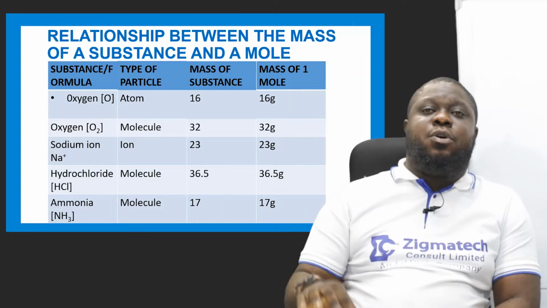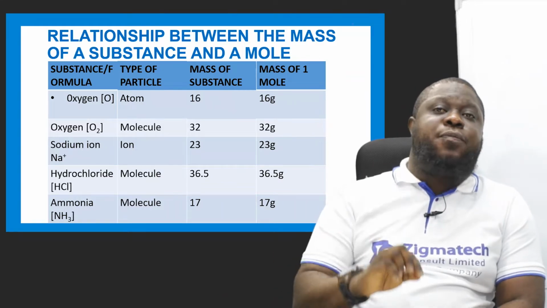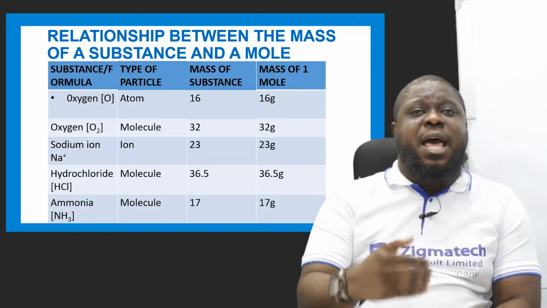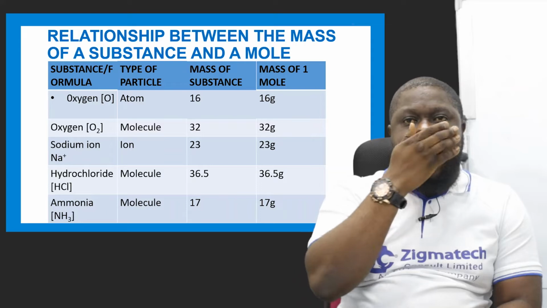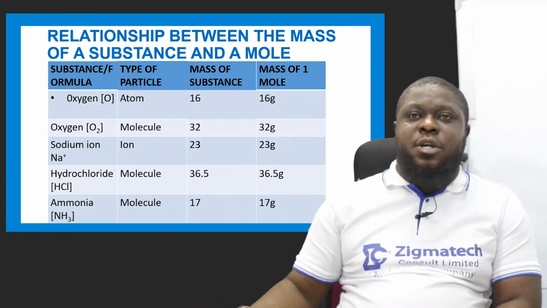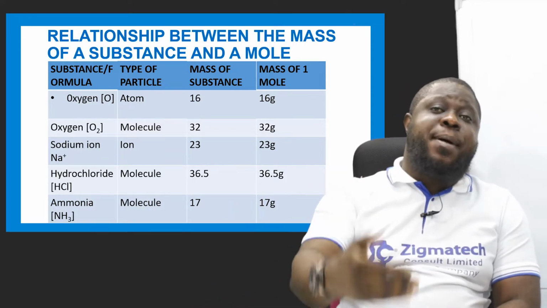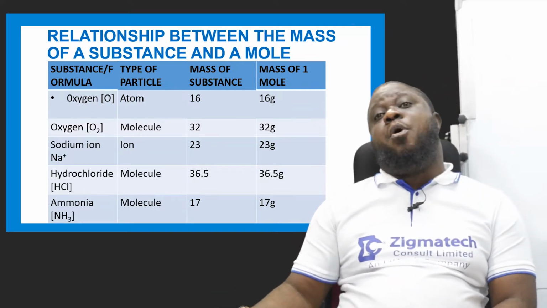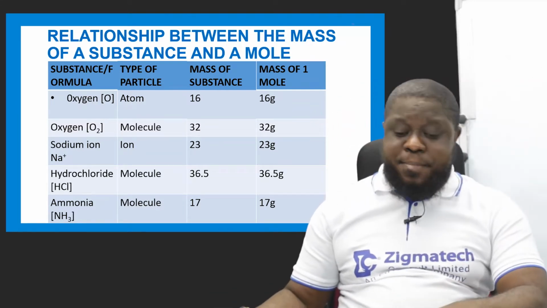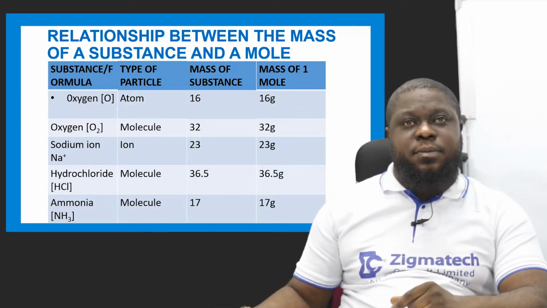So in essence, I told you every 1 mole of an element is the mass number of that element. So if it has 2 moles, it will be times 2 of the mass number of the element. If it has 3 moles, then it's times 3 of the mass number of the element.